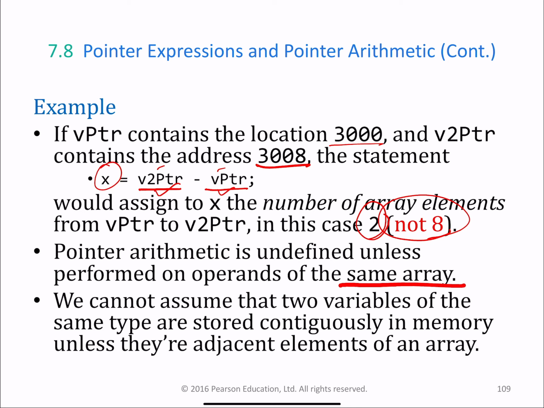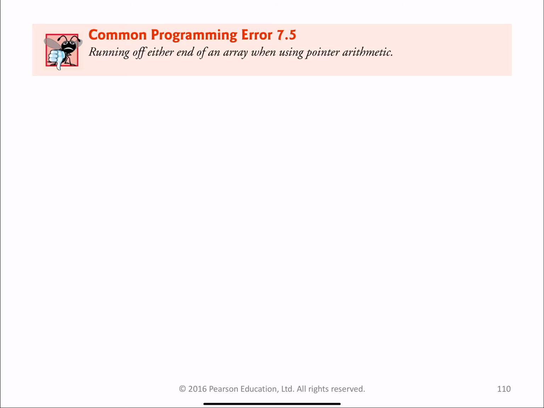So while we know that memory for different elements of an array is allocated contiguously, meaning right next to each other, we cannot assume anything like that for two different variables. So we cannot assume that two variables are stored contiguously. All we know is that elements of the same array are next to each other.